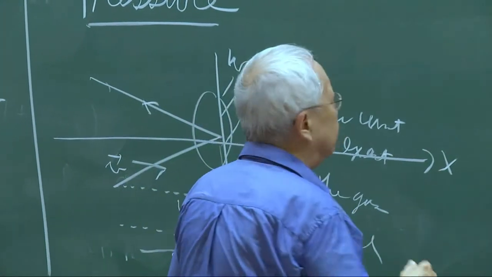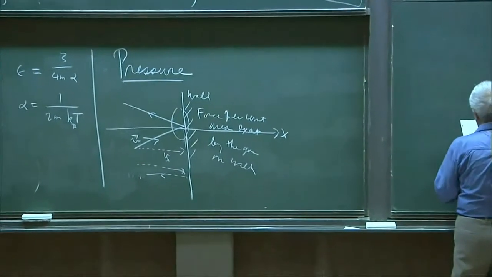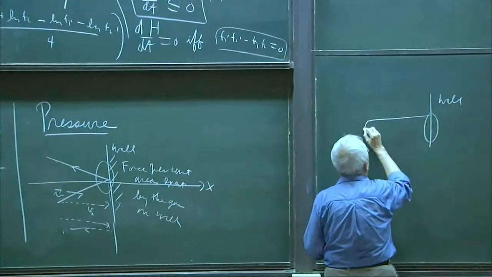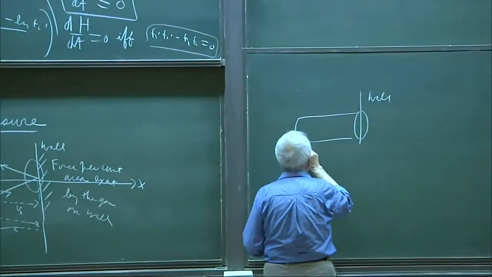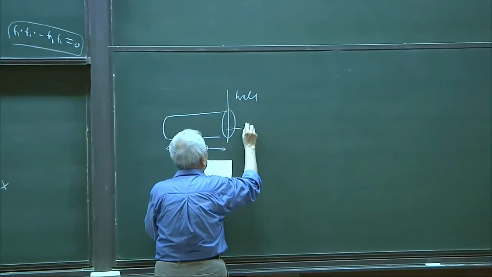So now let us consider the following construction. Suppose this is the wall. I take a unit area here. Suppose I construct a cylinder, normal to the wall, whose length is Vx. And this is unit area.